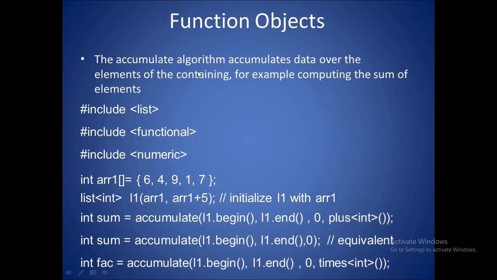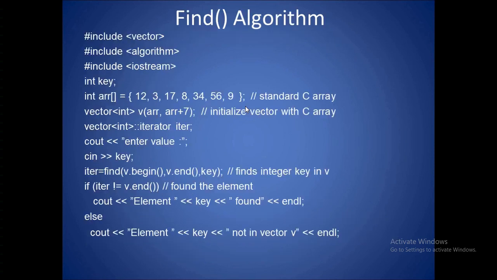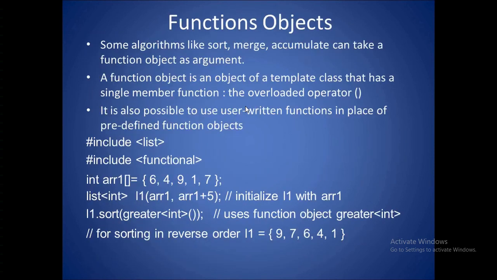Next is the accumulate algorithm. The accumulate algorithm accumulates data over the elements of a container, for example, computing the sum of elements. So if we are calculating a sum using the accumulate algorithm, it just iterates through from l1.begin to l1.end and calculates the sum. So int sum is equal to accumulate l1.begin to l1.end. So we have discussed four algorithms: the for_each algorithm, find algorithm, sort and merge algorithm, and accumulate algorithm.